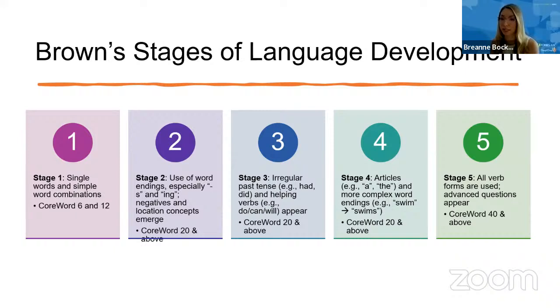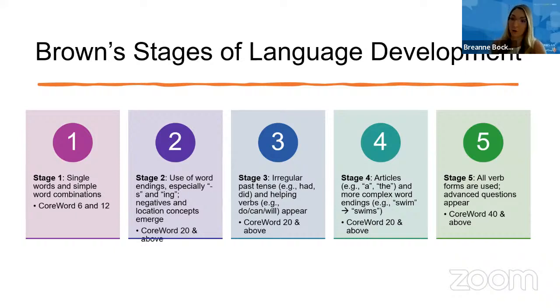In stage 3, communicators expand their language by using telegraphic sentences for conveying meaning, but they might still leave out things like articles and other grammatical markers. Irregular past tense and helping verbs develop. And again, these are in CoreWord 20 and above. Then on to stage 4, communicators are beginning to use more complex sentence structures and incorporate more of those grammatical markers. And again, that's 20 and above.